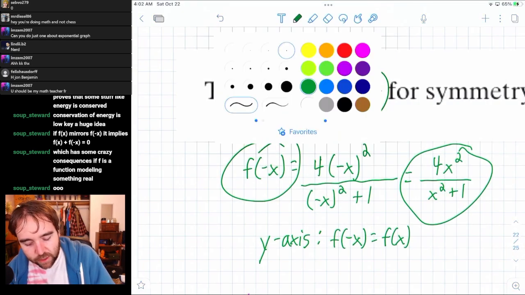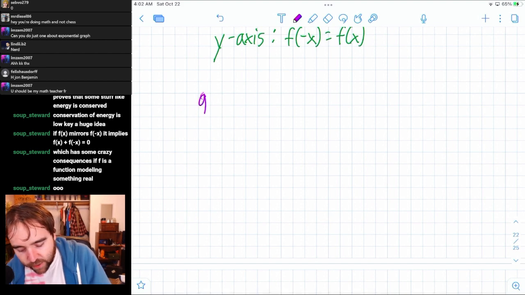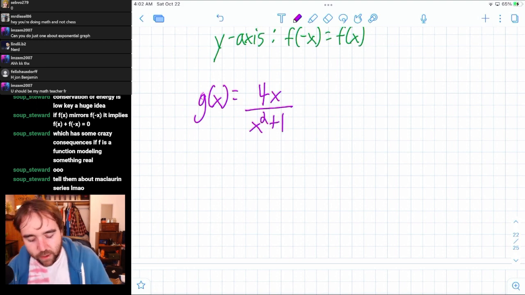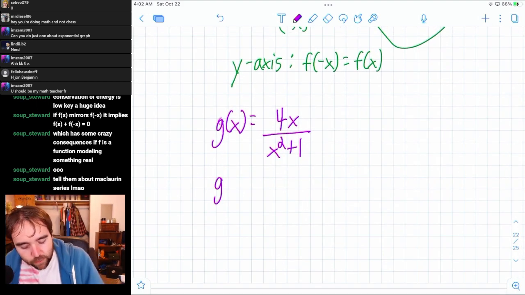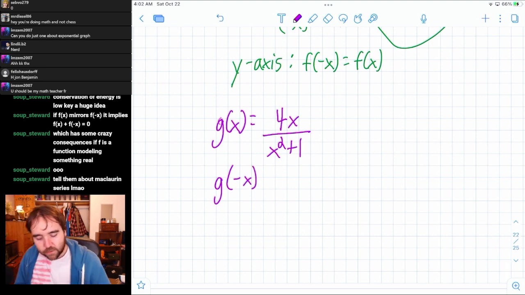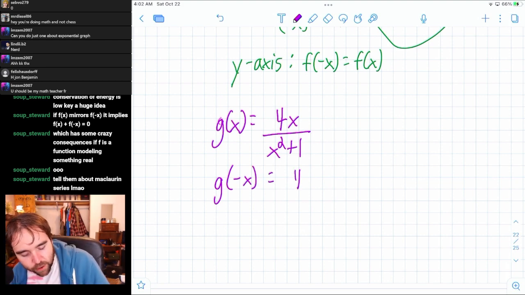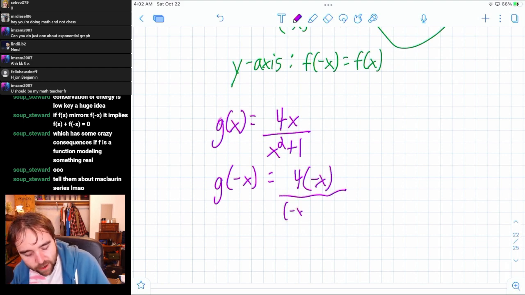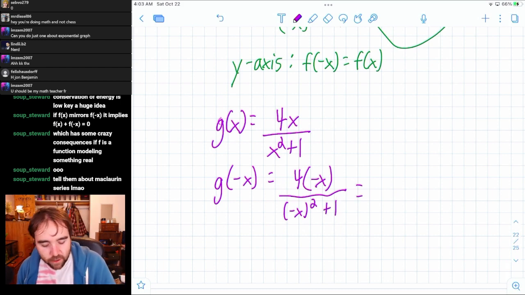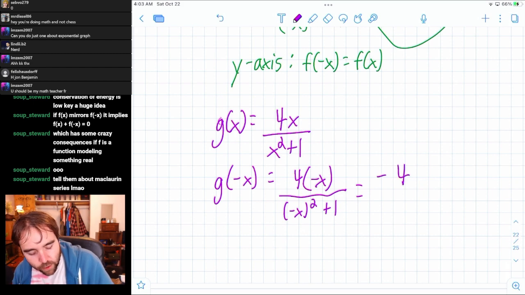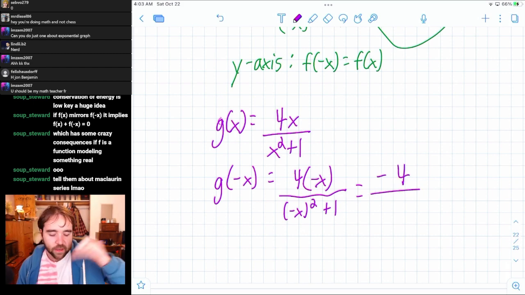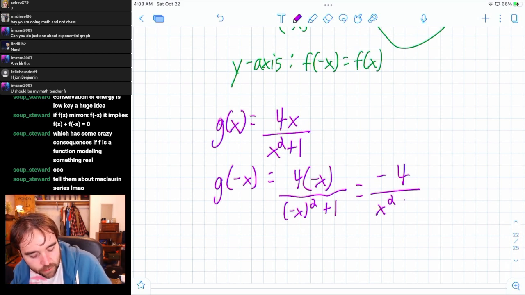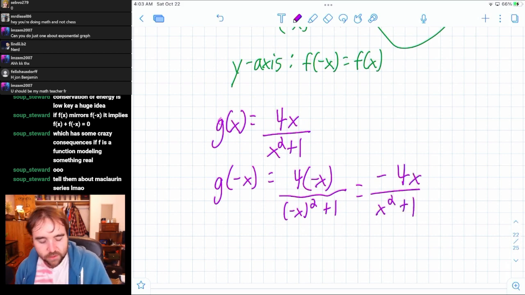So let's call it g of x. This is just a new problem. Let's say that we have g of x is 4x over x squared plus 1. So now what happens when we find g of negative x? Well, we have 4 times negative x over negative x squared plus 1. So now see, it's different, because the 4 times the negative x on the top, now we just have negative 4x over, then the same thing, negative x times negative x is positive x squared plus 1. Oh, whoops, that x is still there.